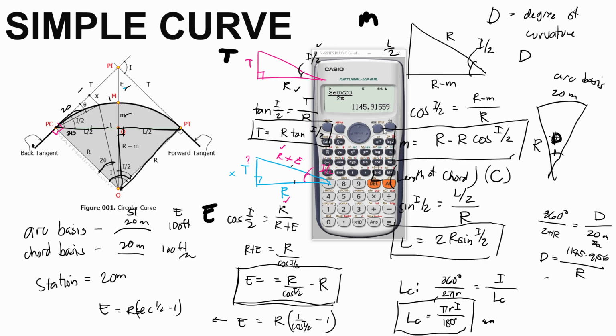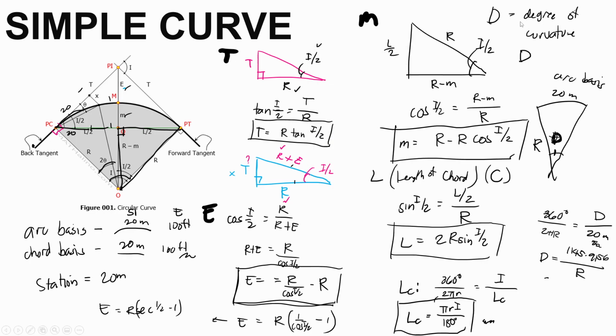Pero, syempre, para mas maging accurate, alamin nyo, arc basis, that is 20 meters yung arc. May given yung radius, what is the included angle. So, ratio and proportion lang naman tayo doon. So, kayang-kaya na. Siguro sample problem na tayo na magagamit natin lahat. So, yun yung mga formulas na gagamitin natin.